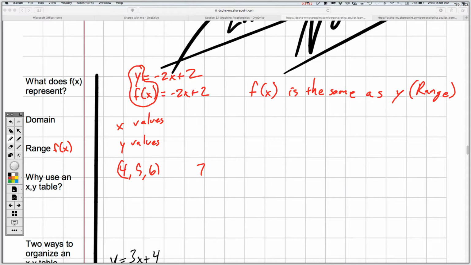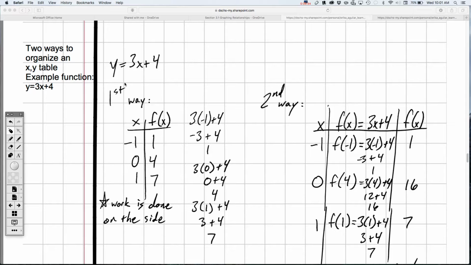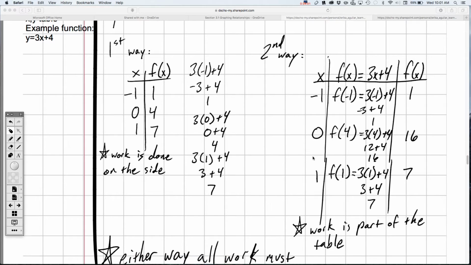Now here are 2 ways that you can organize an XY table. So the first way is if we have this problem y equals 3x plus 4, we could say x, y, I changed the y to an f of x, plug in negative 1, 0, 1. And then you would do side work and find out that your answer for negative 1 is 1, answer for 0 is 4, answer for 1 is 7. Everyone following? Good?